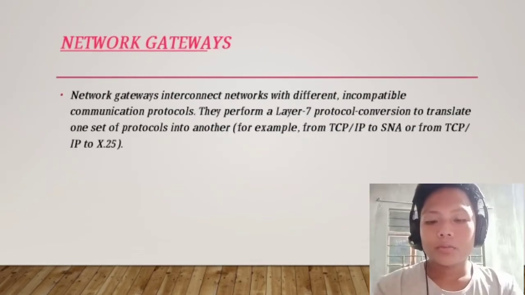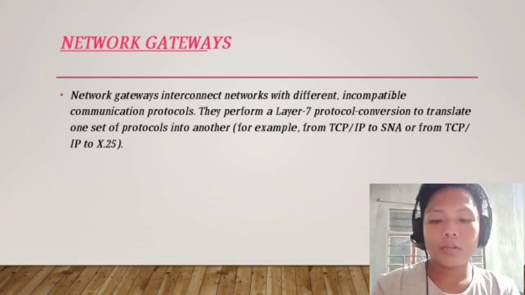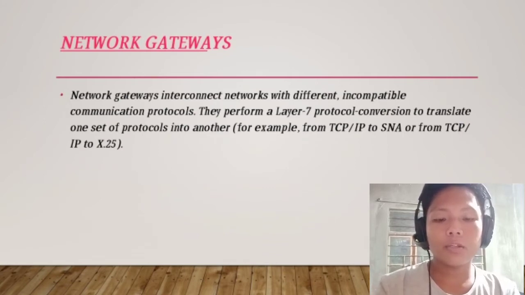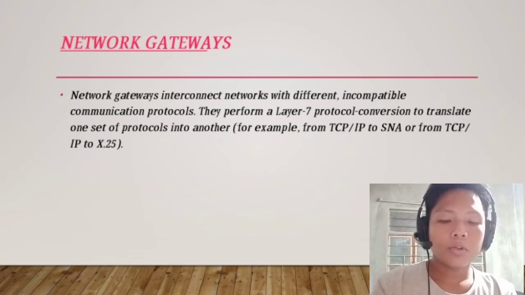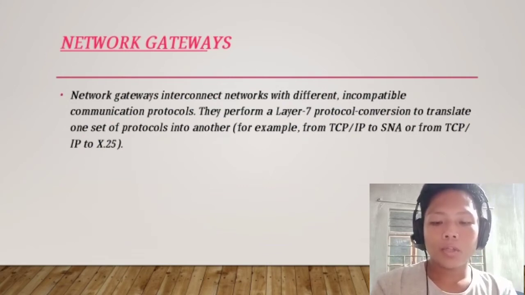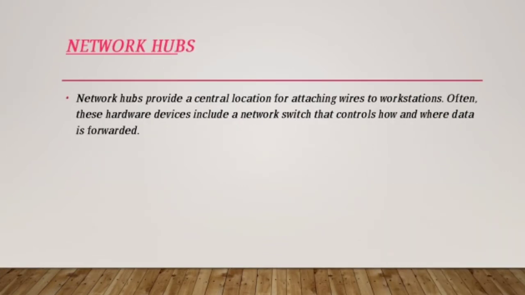Network gateways. Network gateways interconnect networks with different, incompatible communication protocols. They perform layer 7 protocol conversion to translate one set of protocols into another. For example, from TCP/IP to SNA, or from TCP/IP to X.25.